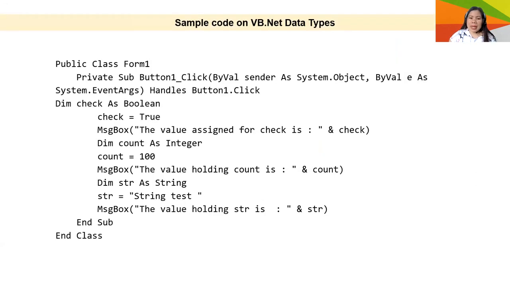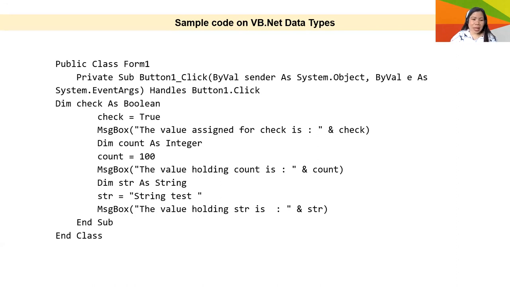So this is our sample code on VB.NET data types. You can try to copy paste this from your handouts, or type it directly into your VB.NET code window, then run the program and see how it works. In this program, we have a button, and if we click on that button, message boxes will pop up. This is the code for how that program works.